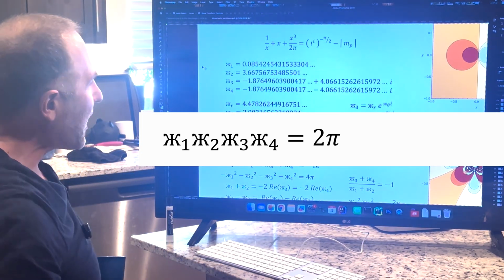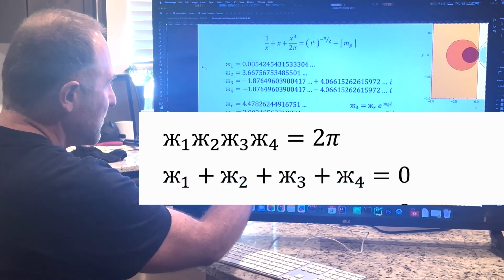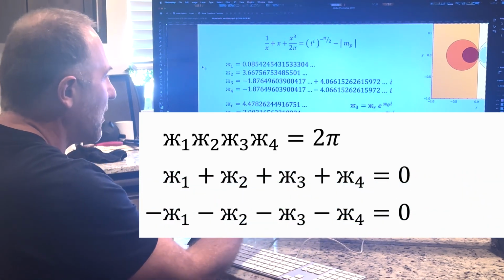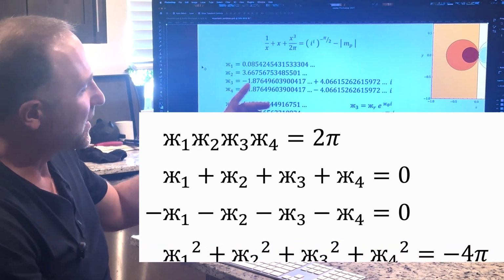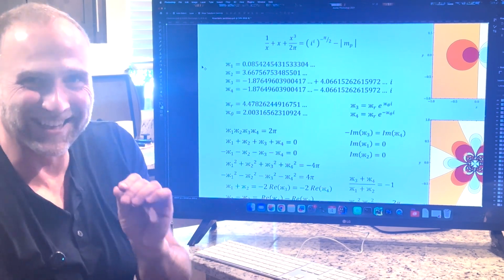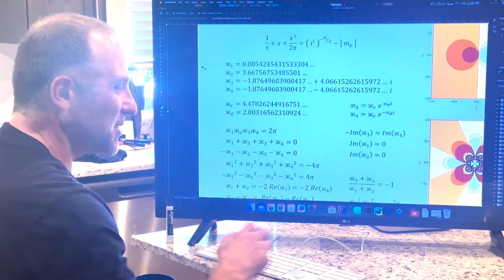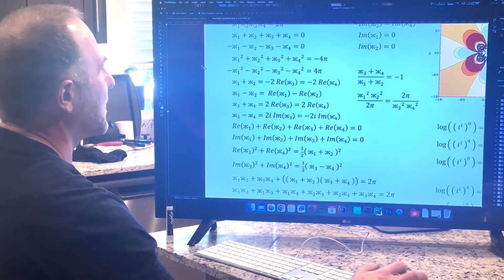Another beautiful algebraic thing of their structure is that instead of multiplying them, if we add them, we get 0. If we take all those minuses, we get 0. If you square them first and then add them, you get negative 4 pi. What beautiful numbers. They have the most beautiful relationships ever. There's a whole bunch of other things here. We'll scroll through real slowly.